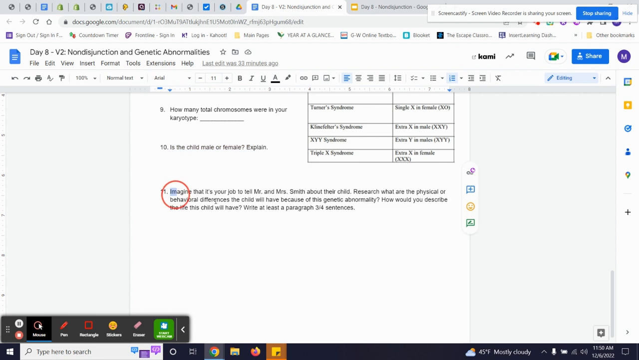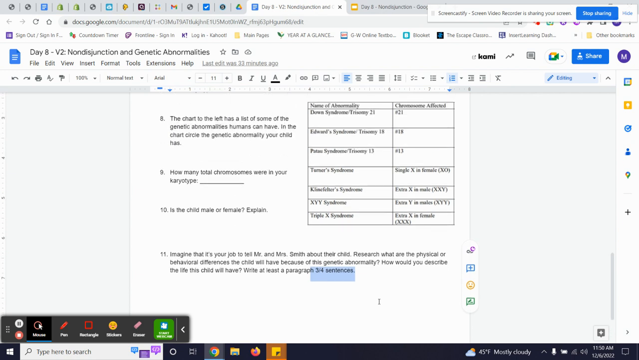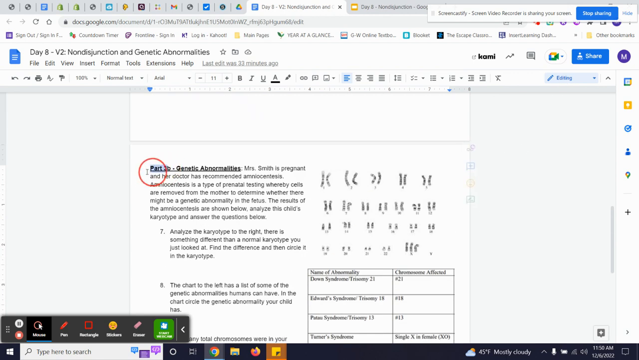Then you're going to go into Google and just write a paragraph about what it means for that person to have that syndrome or genetic abnormality. So what would their life be like moving forward? There are 5 different versions of this, so you may have different ones depending on the people around you, so do not worry or freak out if you see someone have a different answer than you.